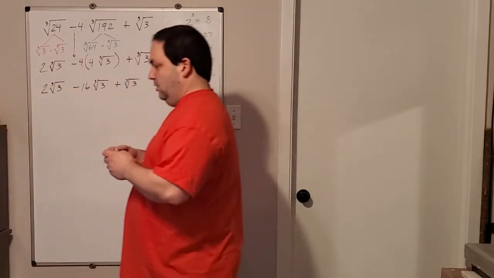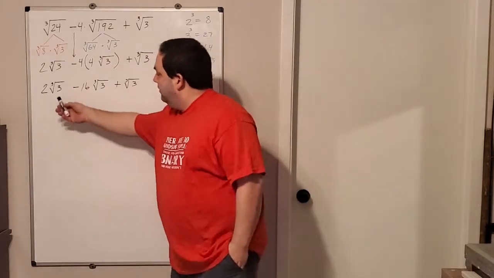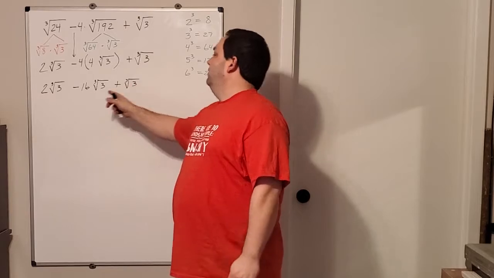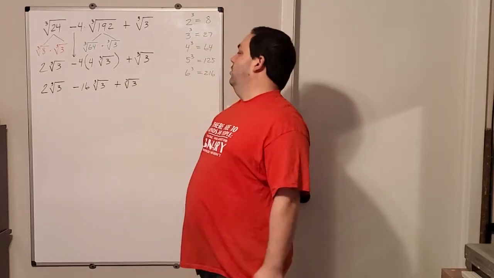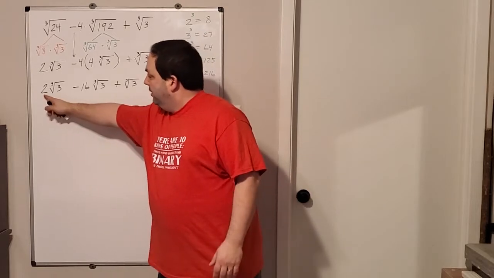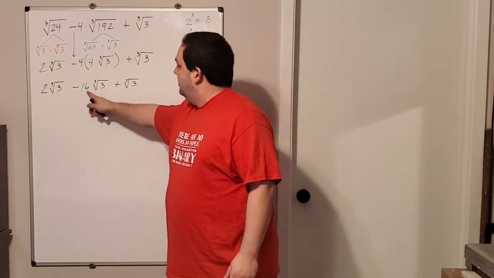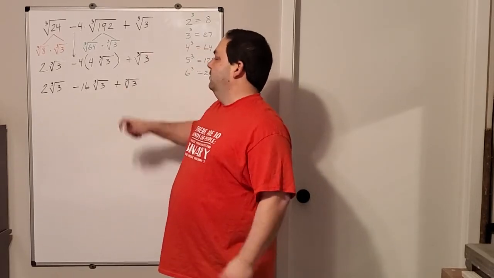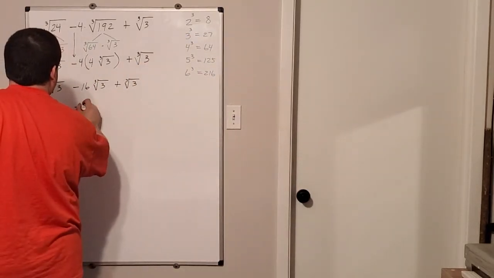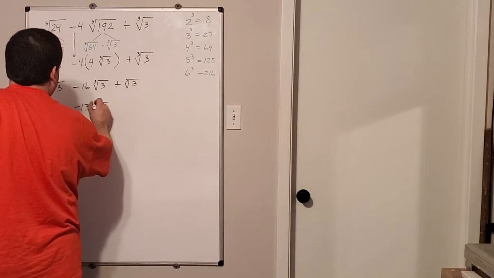Okay? Go through and double check. Are all of these radicals like terms? They're all third roots. They all have a 3 under the third root. So they're all like terms. Thereby, I'll be doing 2 minus 16 plus 1, for a total of negative 13 times the third root of 3.